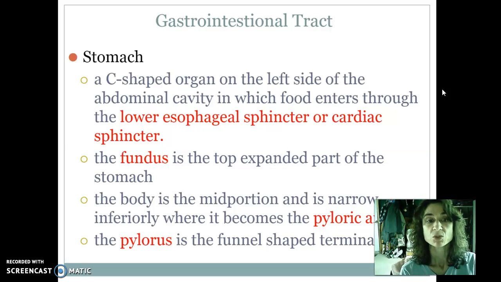Okay, so now we enter into the stomach. So the stomach is a C-shaped organ. It sits towards the left side of the abdominal cavity. Once the food passes down through the esophagus, it has to go through the lower esophageal sphincter, also known as the cardiac sphincter. If you remember from MedTerm, sphincter is a ring-like muscle.